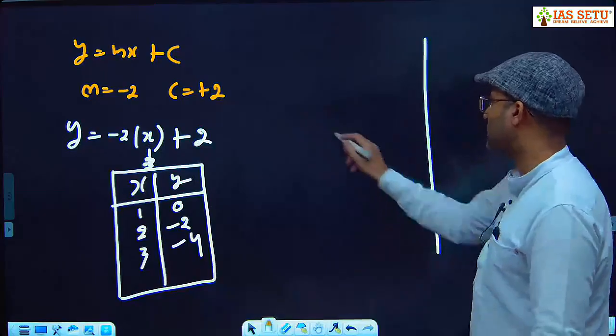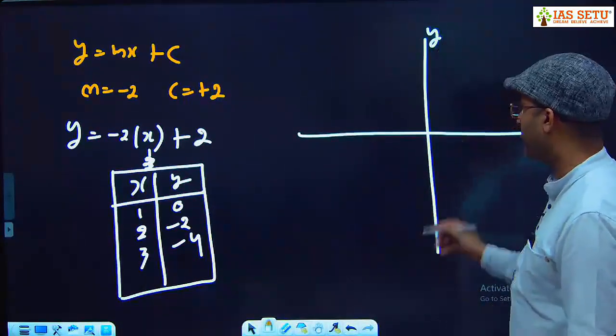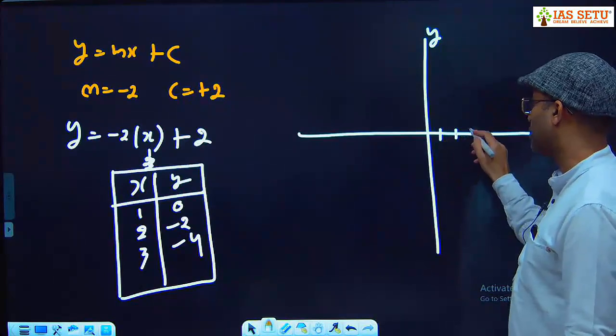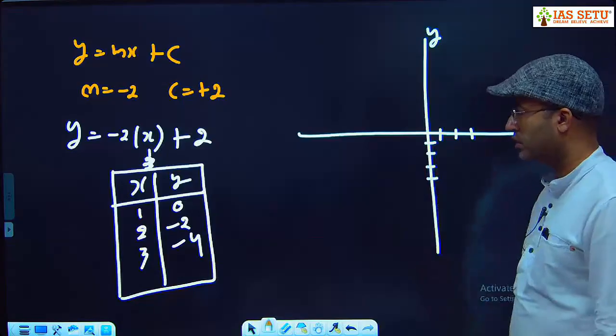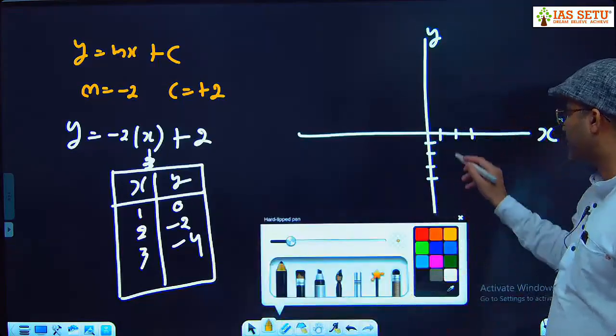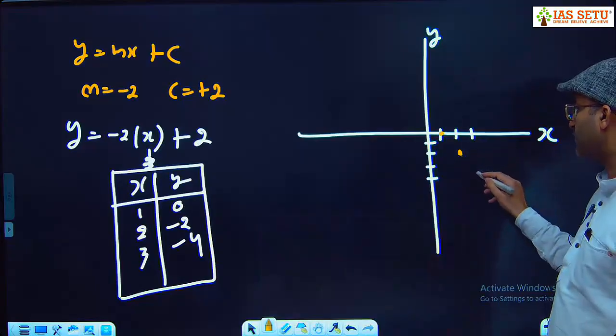Now we will see on our graph x, y. Okay? This is 1, 2, 3. Minus 1, minus 2, minus 3, minus 4. x is 1, y is 0. x is 2, y is minus 2. x is 3, y is minus 4.